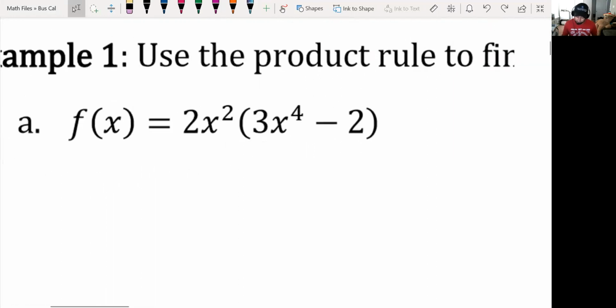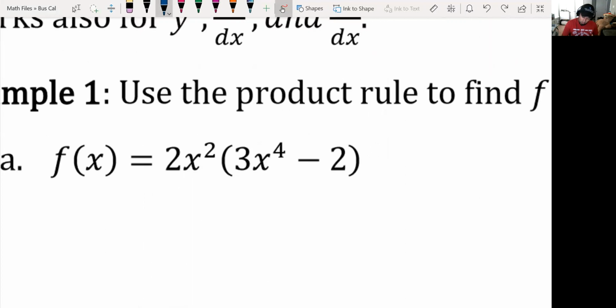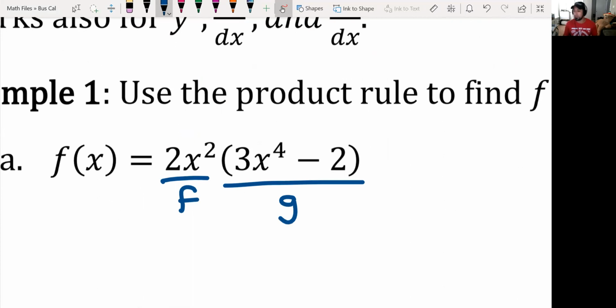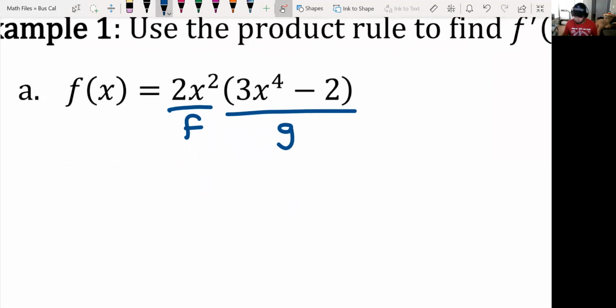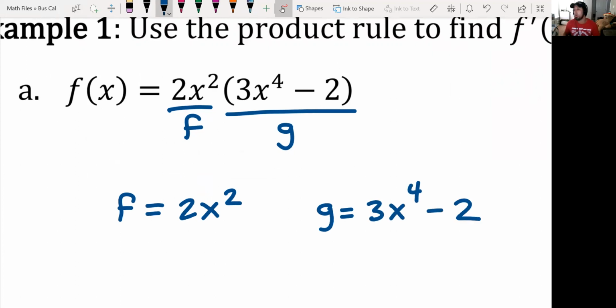Zoom in. All right. So when you start the product rule, you want to label what function is f and what function is g. So here, 2x squared is going to be my f. 3x to the fourth minus 2 is going to be my g. All right. Now, let's write them out. So here is f. F is 2x squared. G is 3x to the fourth minus 2.